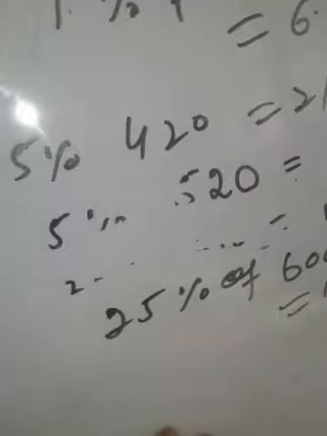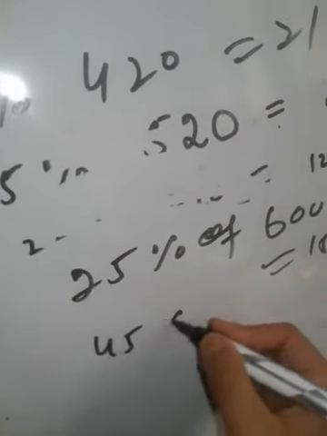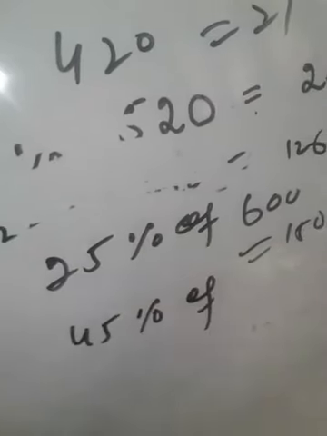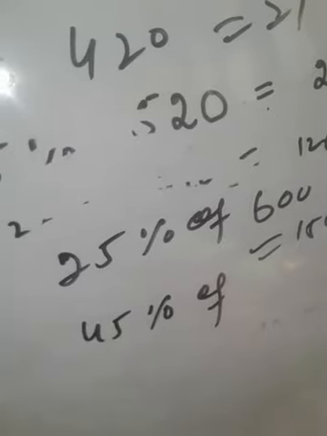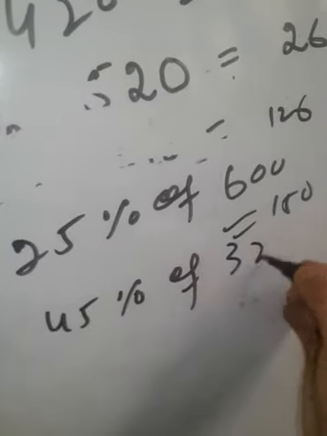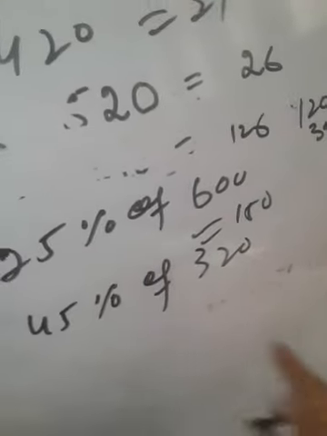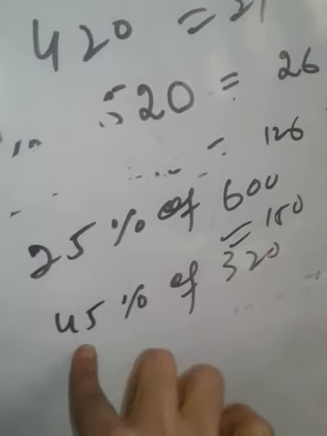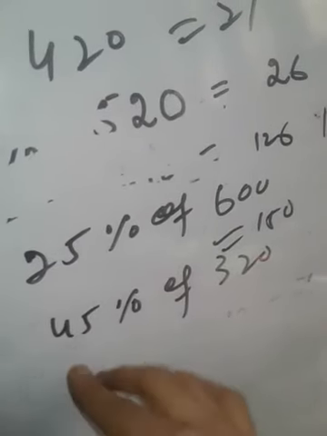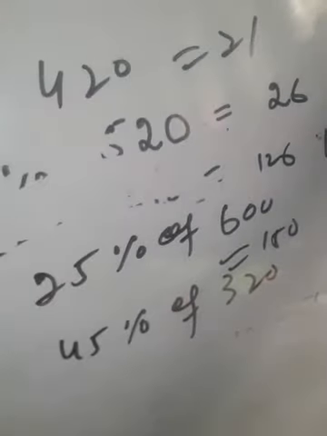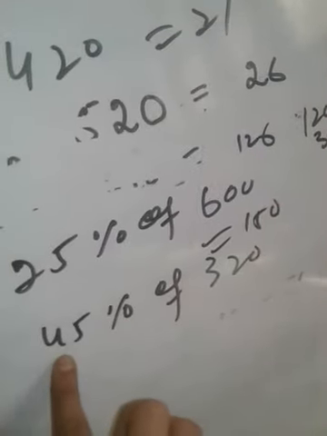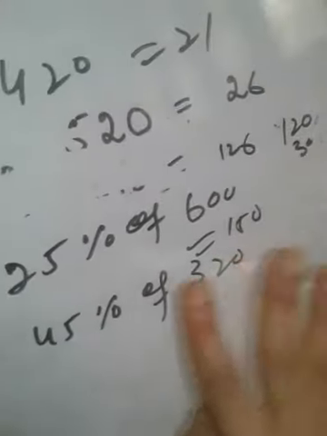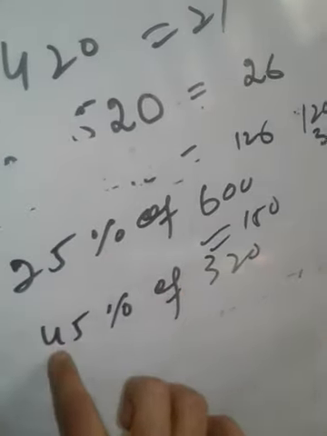Again, suppose you were asked to find 45% of 320. How can you calculate it? It is 40% plus 5%, or 50% minus 5%. Have a look. We will do it in two ways.